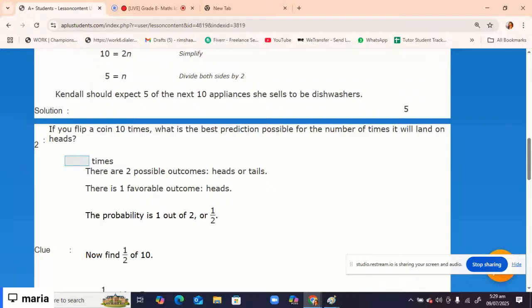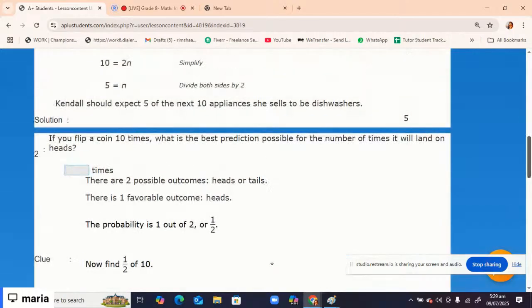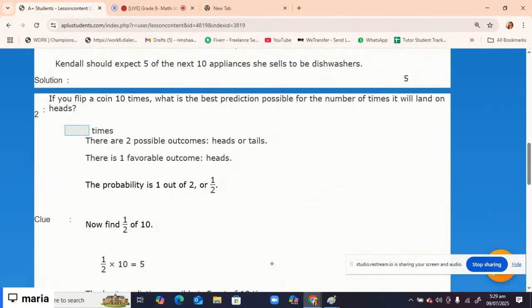If you flip a coin 10 times, what is the best prediction possible of the number of times it will land on heads? There are two possible outcomes, because when you flip a coin there are two possibilities. It's heads or tails. When you flip it once, there is one possibility for heads. So one, and how much total? There are two, because heads and tails, the total outcomes are two. So 1 by 2. What is 1 by 2 of 10? We are going to find it out. 1 by 2 of 10, that is 5.